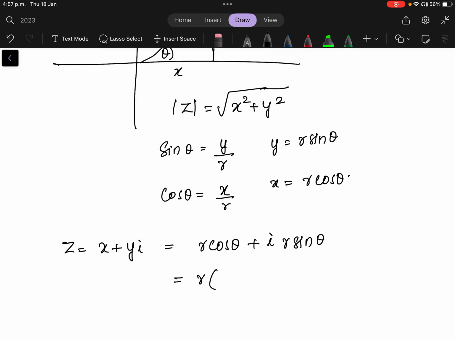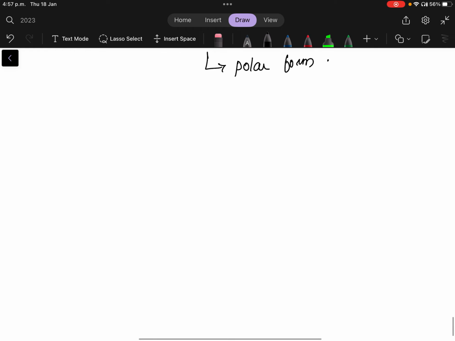So that also you can write it as r times cos theta plus i sine theta. This is called the polar form of a complex number. So how do you do an example? If you have a complex number, 1 plus i.